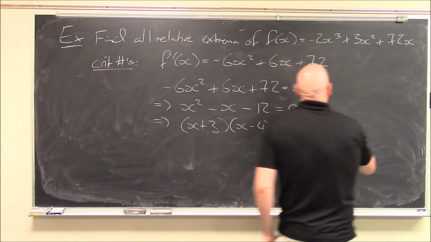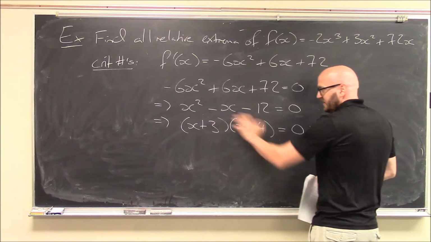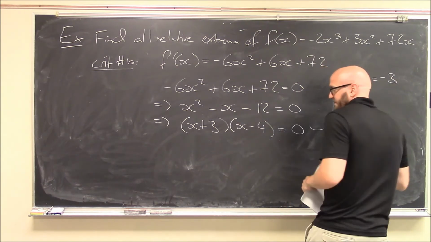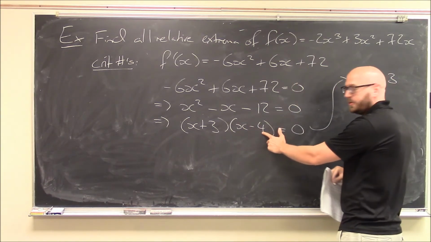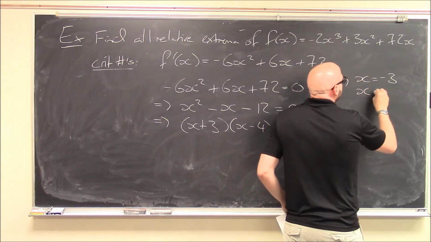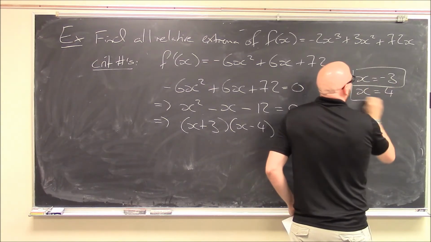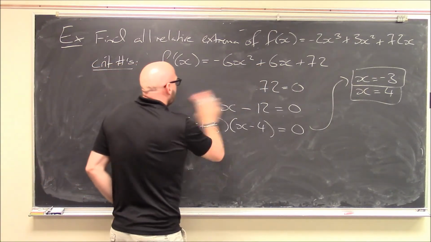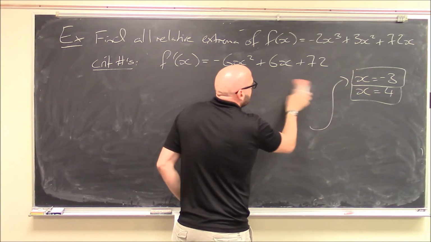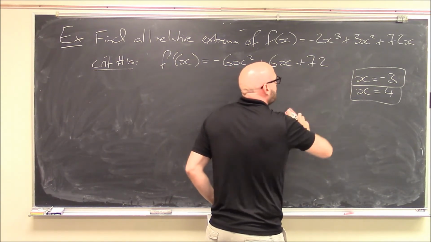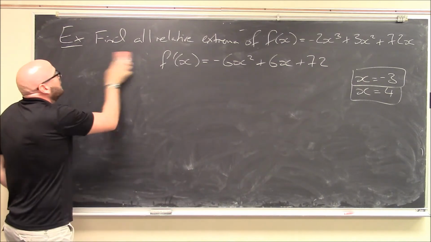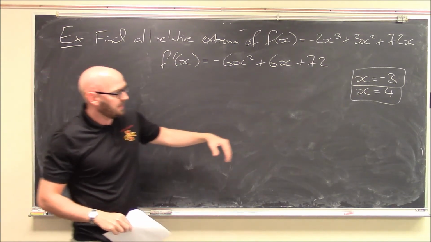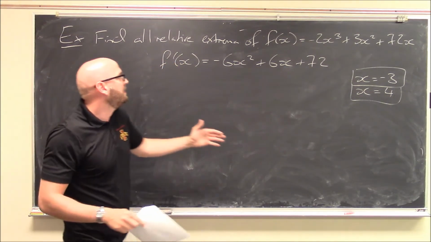So I have two critical numbers. Right, when can this be 0? This can be 0 when x plus 3 is 0, so x is minus 3. Or when x minus 4 is 0, so x is positive 4. So I have two critical numbers. And luckily, they are both of the type that the second derivative test can handle. Right? They are zeros of the first derivative. So I can use the second derivative test to classify them as relative maxes or mins.